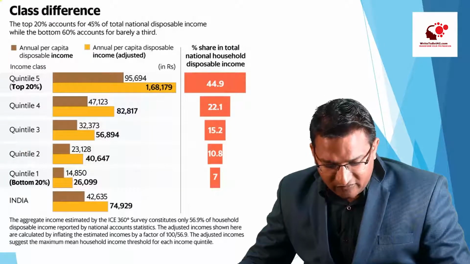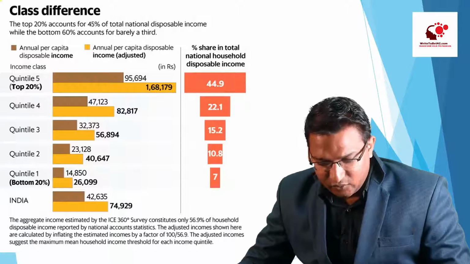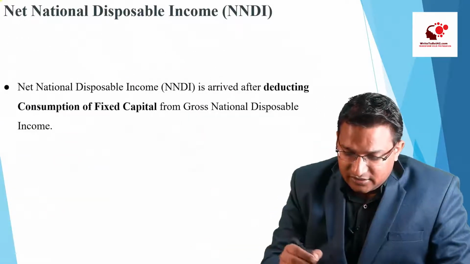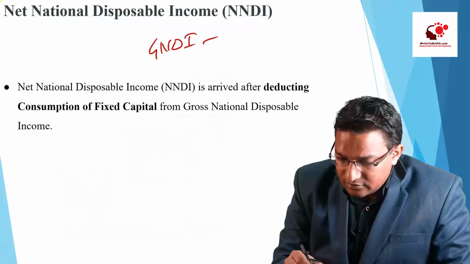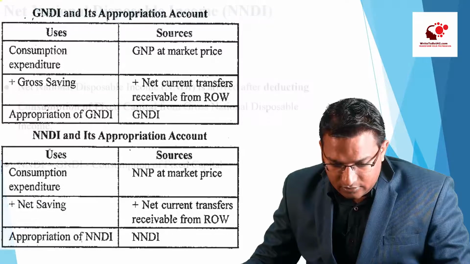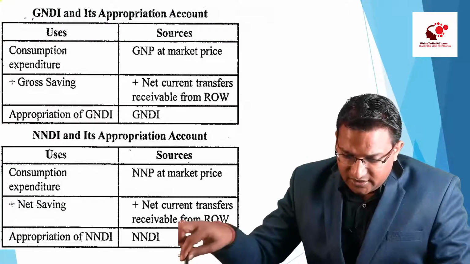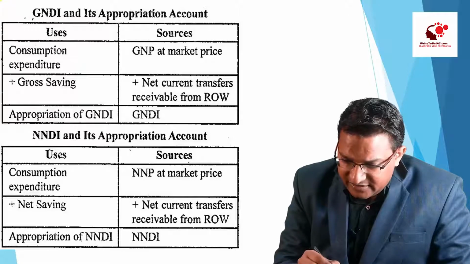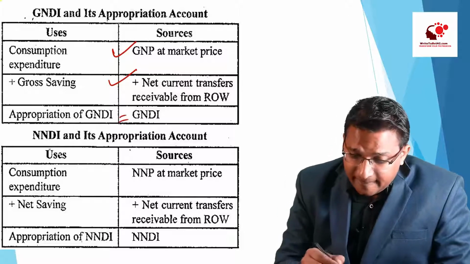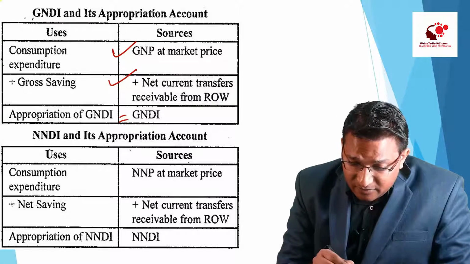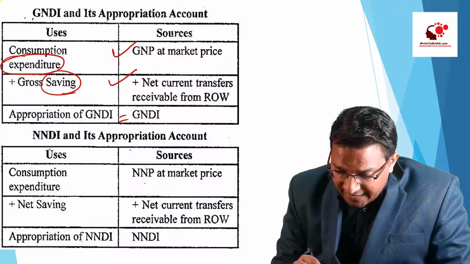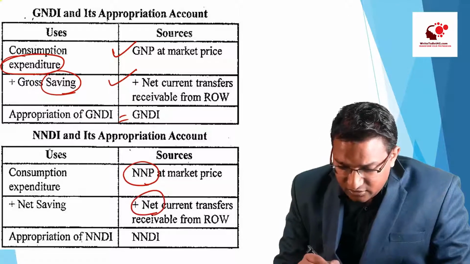This data is not important for you. I will discuss it at the time of inequality, but still you can see net national disposable income. This is nothing but GNDI minus depreciation. Then we have GNDI and NNDI. Here we can see GNP at market price plus net current transfer receivable from the rest of the world is equal to GNDI. On the usage part, this is nothing but expenditure plus the savings. NNDI we can calculate by adding the net current transfer to NNP at market price.